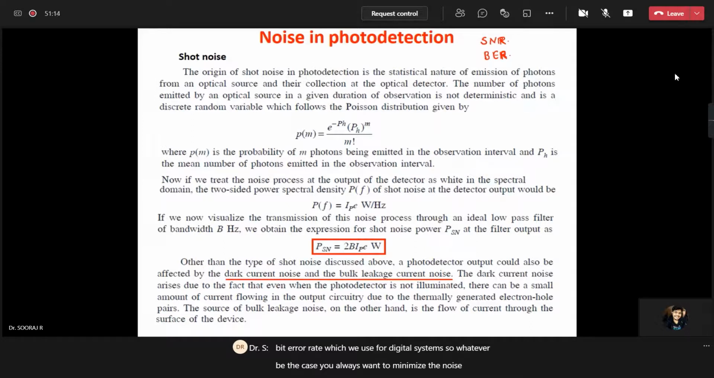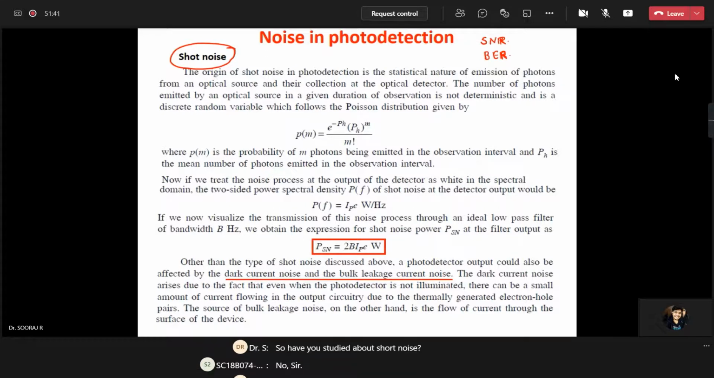One noise that is present in photodetectors is what is called shot noise. Have you studied the various noise sources or the various types of noise in communication systems? Have you studied shot noise? No, sir.